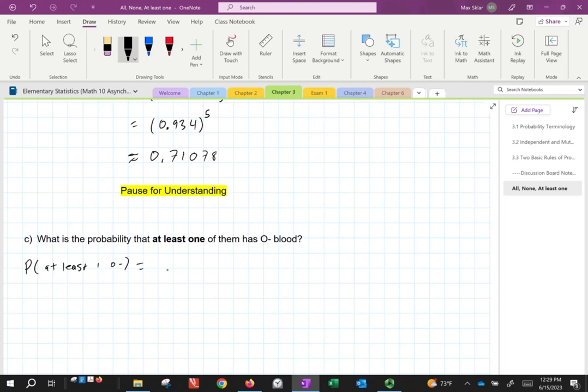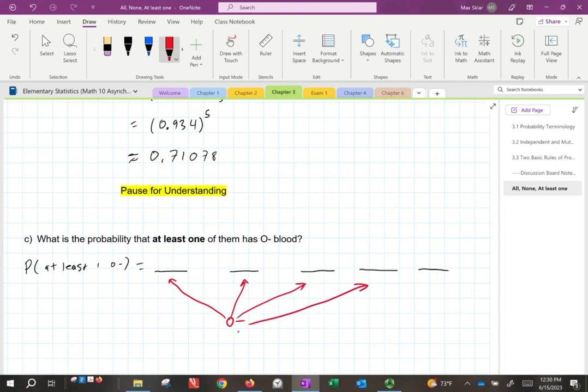Probability that at least one has O negative blood. Again, we'll lay out our slots for our 5 people to stand on. Now, if I want at least one, I want to make sure that one of these slots contains someone who has O negative blood. So we could put that O negative in the 1st slot, or the 2nd slot, or the 3rd slot, or the 4th slot, or the 5th slot.